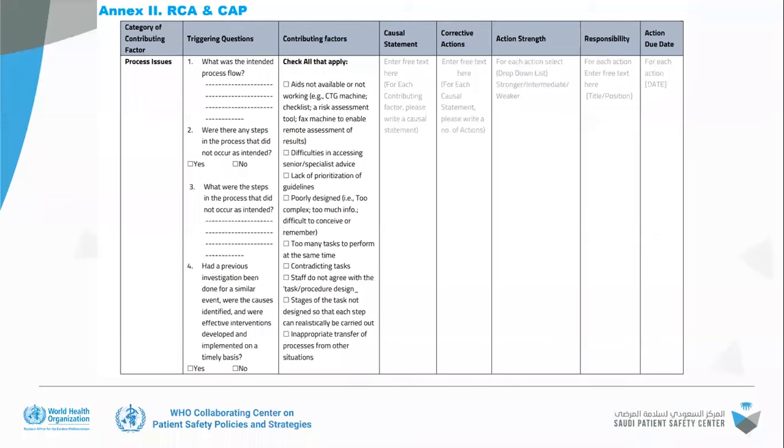After you finish checking and selecting the proper contributing factor, you have to write the causal statement as we learned previously. The corrective action, then the action strength, we will talk about later in the next lecture.